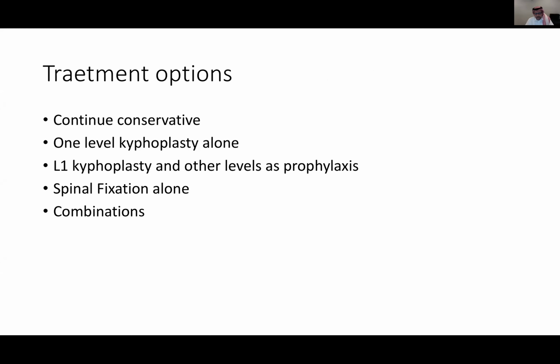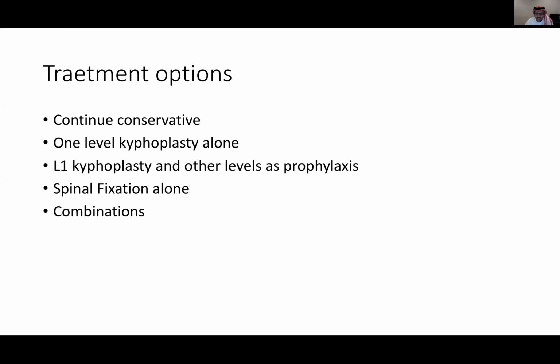At that time, as a usual spine surgeon, we look at what options we have. Can we continue conservative treatment? I think, as I mentioned before, that more compression and severe back pain are an indication for more of a surgical intervention.